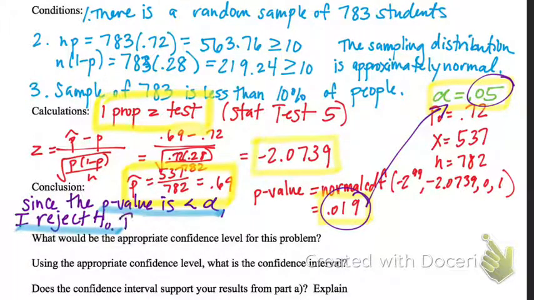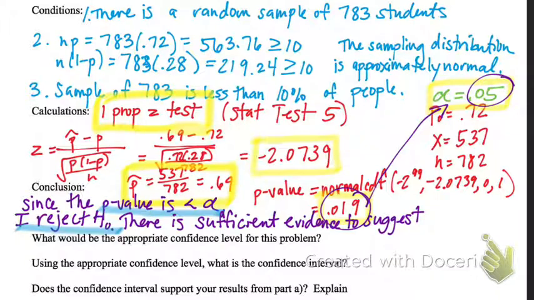Then I say there is sufficient evidence to suggest, and then I put my alternative hypothesis in words. So what am I trying to prove? That there are less than 72% of people who believe that. So there's evidence to suggest that less than 72% of people see white and gold.